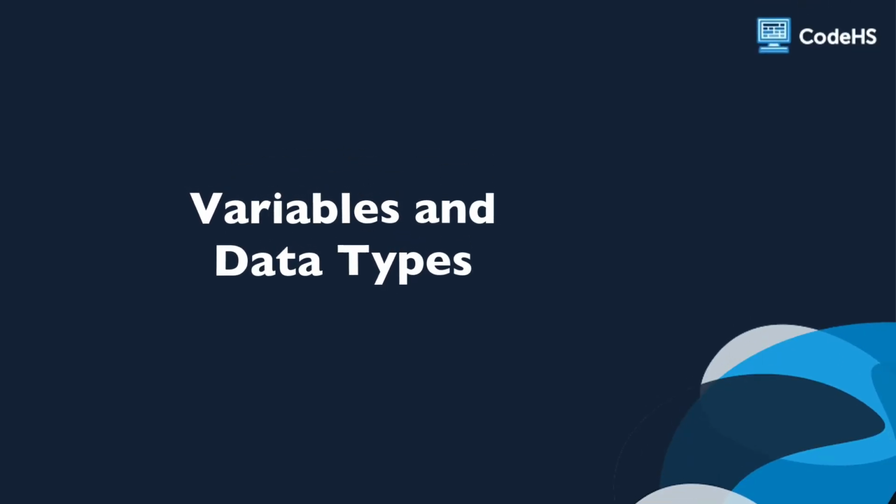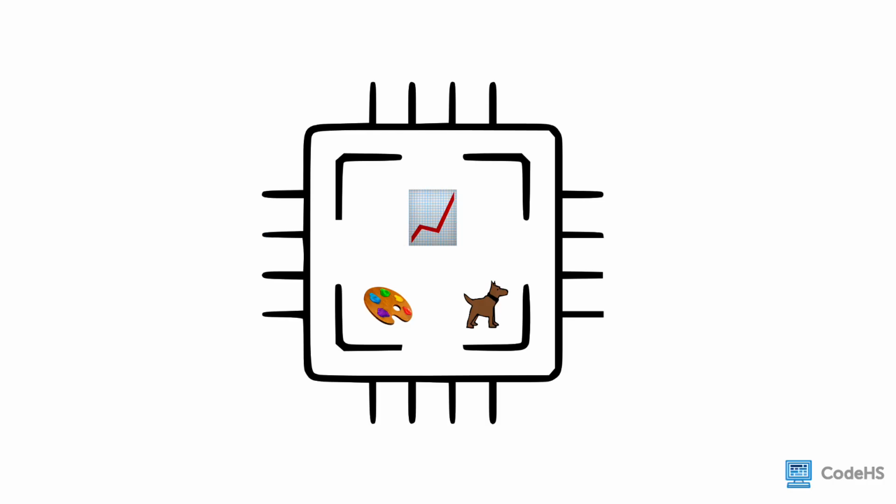Hi, in this lesson you'll learn about variables and data types. Computer memory can store pieces of information that can be changed or updated throughout the program. One way that programmers are able to store information in a computer's memory is by using variables.